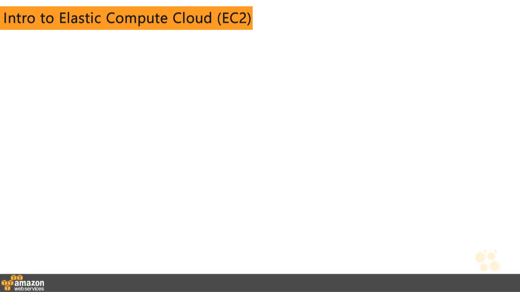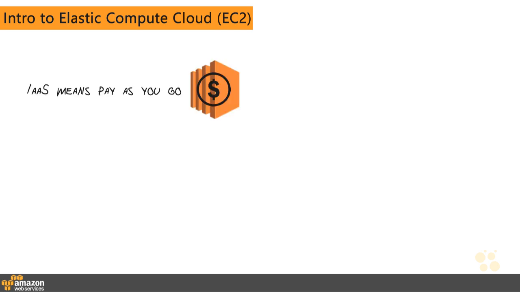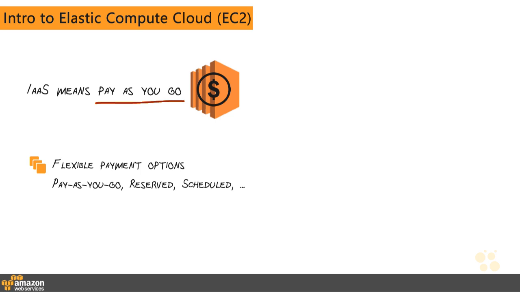Now, one of the most beneficial features of doing this, as opposed to spinning up virtual machines on your own private infrastructure in your own private cloud, is that EC2 instances, IaaS, means pay as you go. So there are a number of different flexible payment options for EC2 instances. We're going to talk about some of those more in depth in a later nugget.